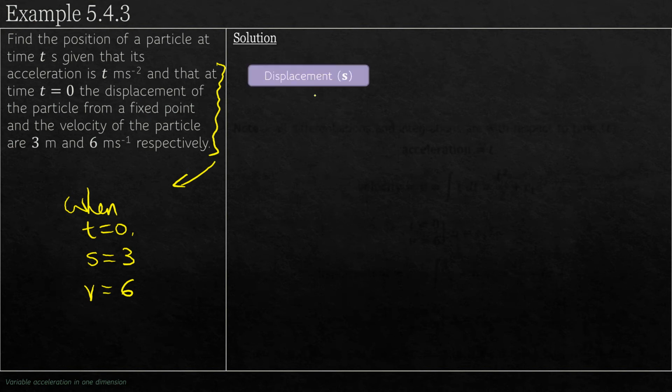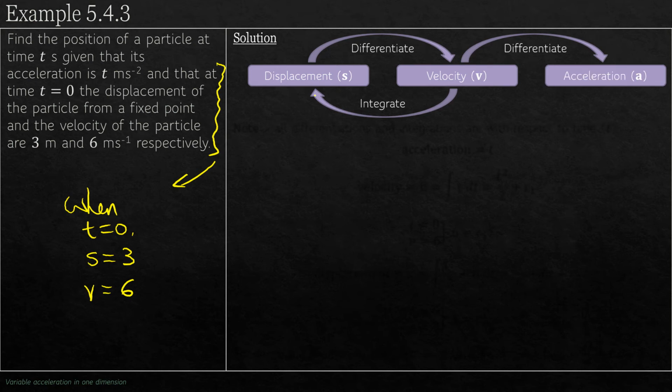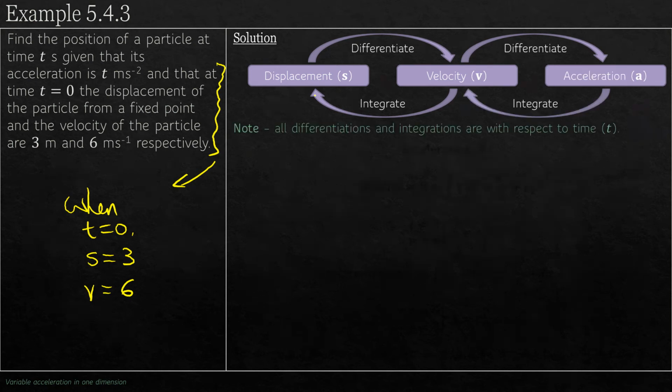So let's have a quick recap. Differentiate displacement, you get velocity. Integrate velocity, you get displacement. Differentiate velocity, you get acceleration. Integrate acceleration, you get velocity. In this question, the acceleration is t.